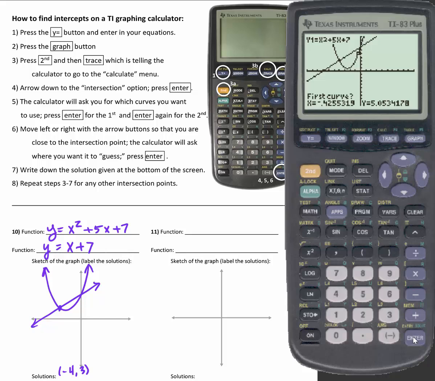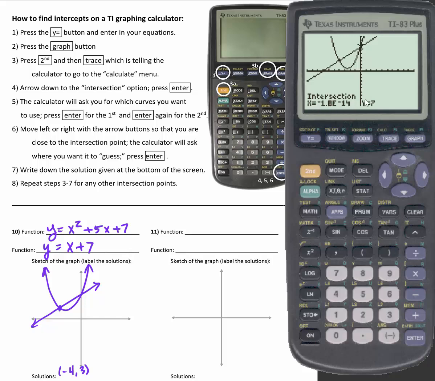I just have to be in the ballpark, roughly over there. I'm going to press Enter for the first curve. It will automatically go to the second curve, and I'll press Enter. And then I'm going to press Enter again for it to guess. So basically, once you get close, you just go Enter, Enter, Enter. If you see it asking you questions at the bottom, that means you did not press Enter enough.